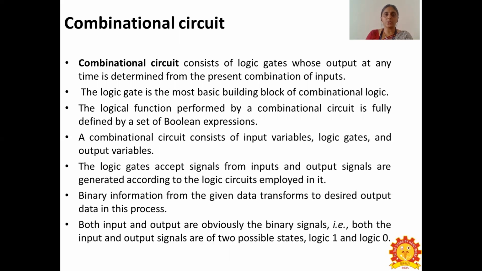A combinational circuit consists of input signals and output signals that are generated according to the logic circuits involved in it. Binary information collected from the given data is transformed to the desired output data in this process. Both input and output are considered as binary signals. That is, both the input and the output signals have two possible states, logic 1 and logic 0.